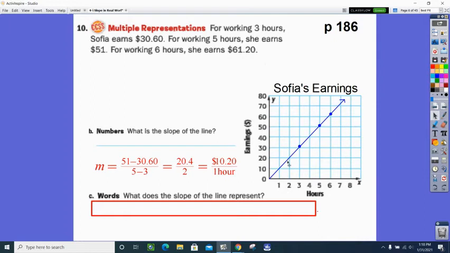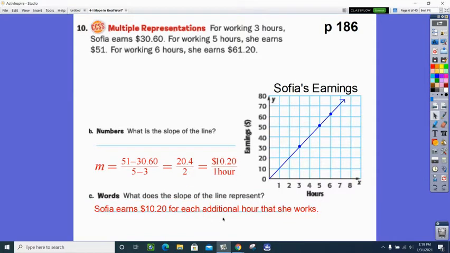Now, this one, it's impossible to use. And again, these would be 10, 20, 30, right? Are you with me? But it's impossible because these points are not in the crosshairs. So we really have to use the slope formula. Okay, so what in this particular case does the slope of the line represent? What is this $10.20 per hour? That is what she earns for every additional hour she works. She works another hour, she'll get 10.20 added to her paycheck. She works 2 hours, she'll get two $10.20 added to her paycheck.